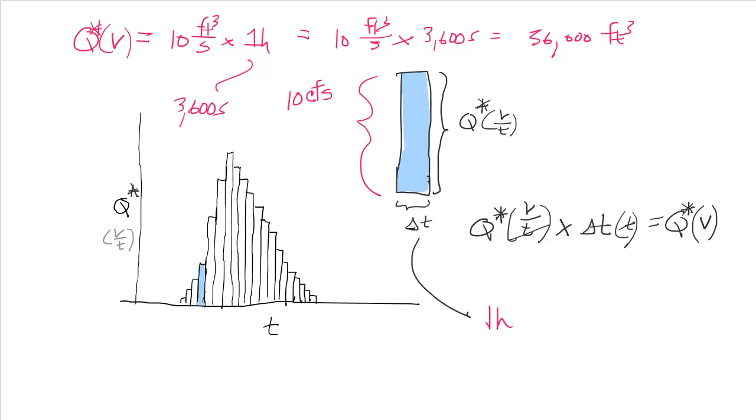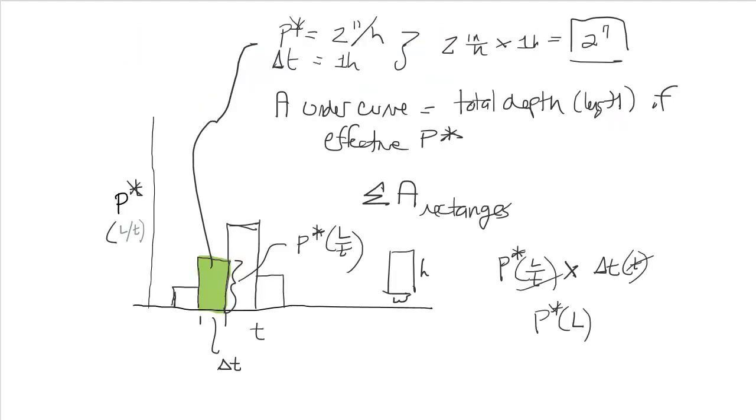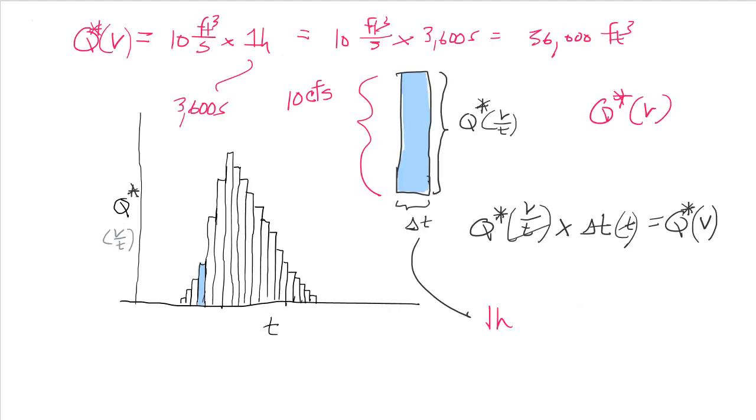And once we get that total volume, if we want to compare it to the total hyetograph depth, we would then have to take that total volume of event discharge and divide it by the area of the watershed, and we would end up with a measure of the event discharge in units of length. And this then, by definition, is equal to the effective precipitation.